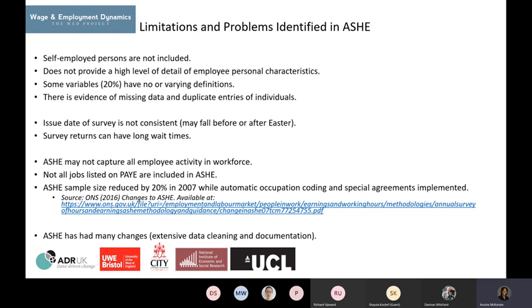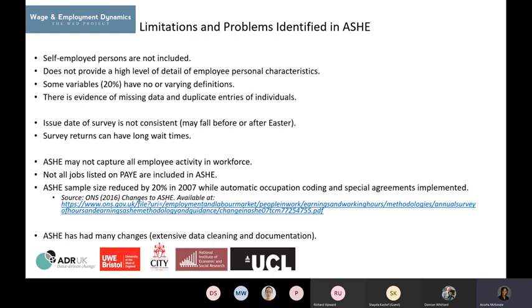Also, we know that there is not a high level of personal characteristics that comes along with the details for the employees. We know that some variables, up to 20%, have no definitions, or they would need their definitions updating. And there's evidence of data that is missing or duplicated for individuals.